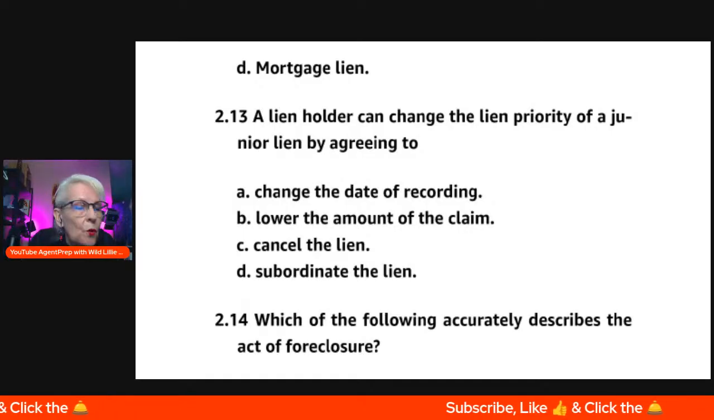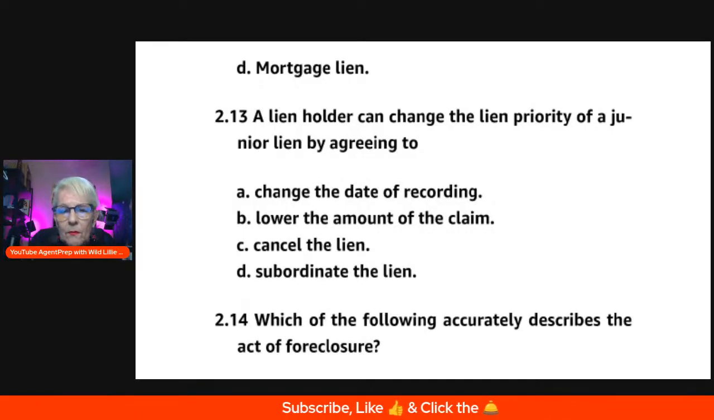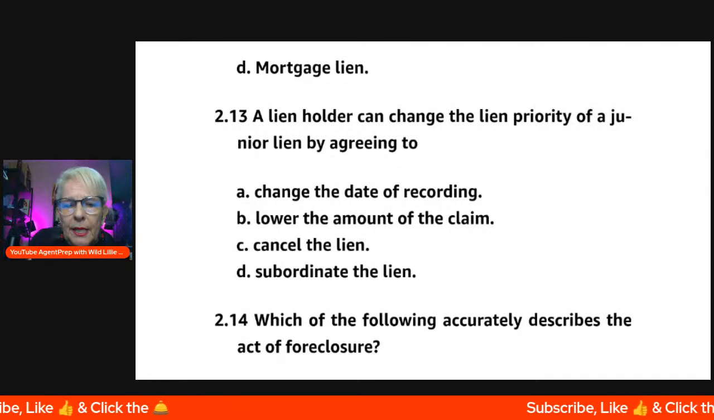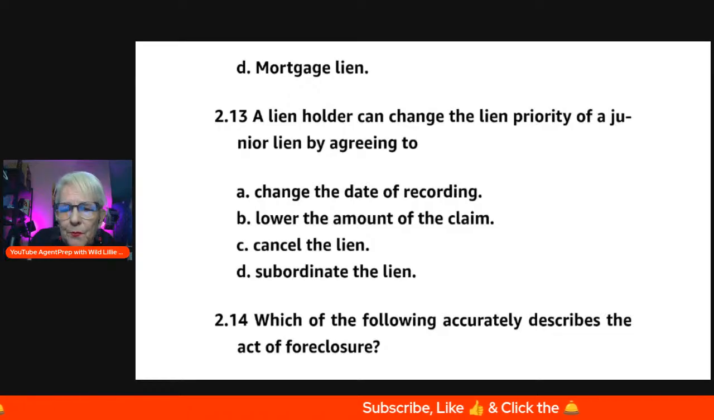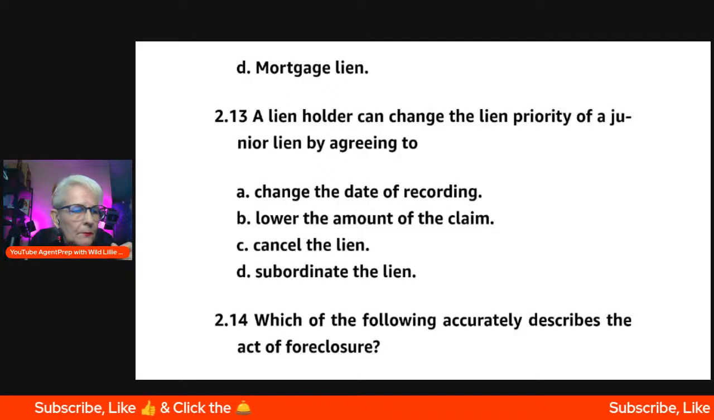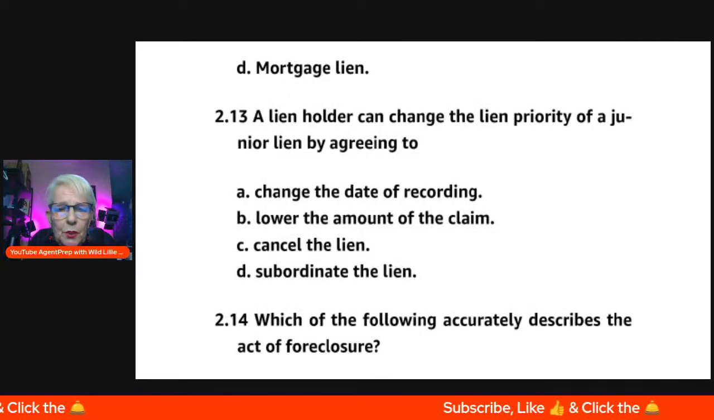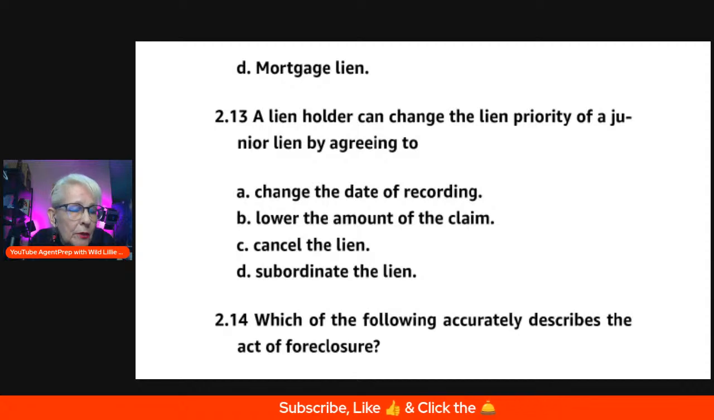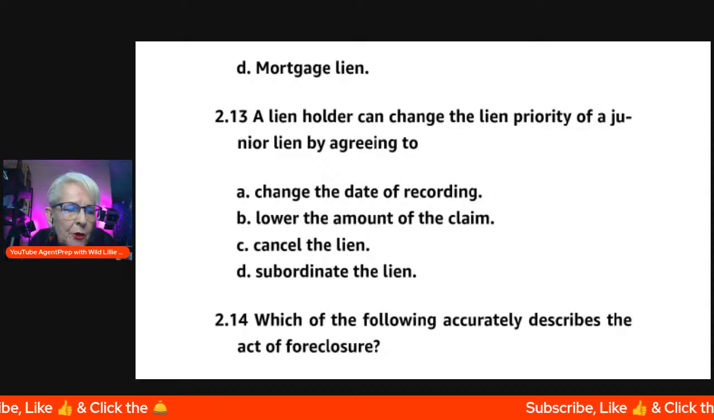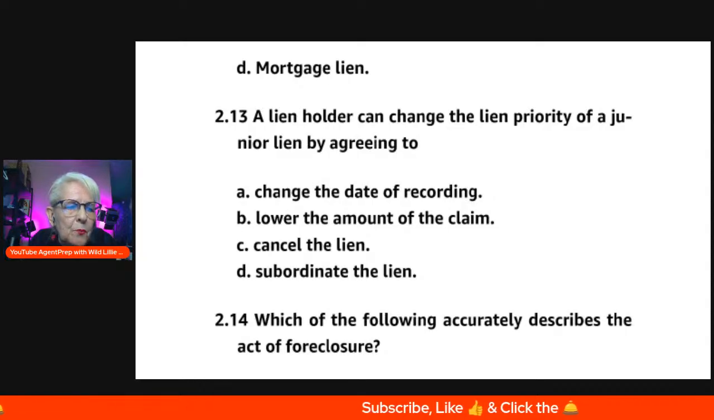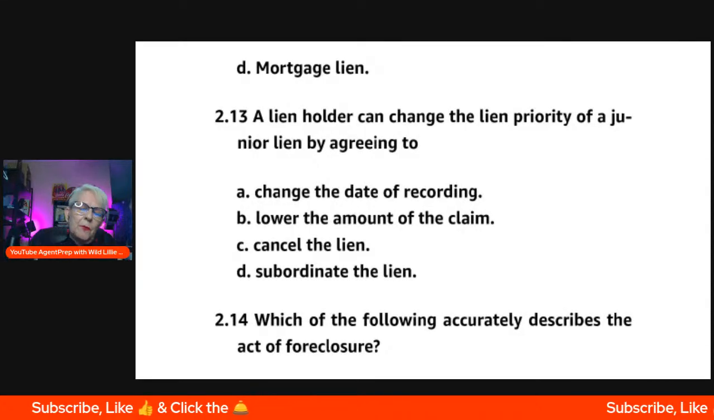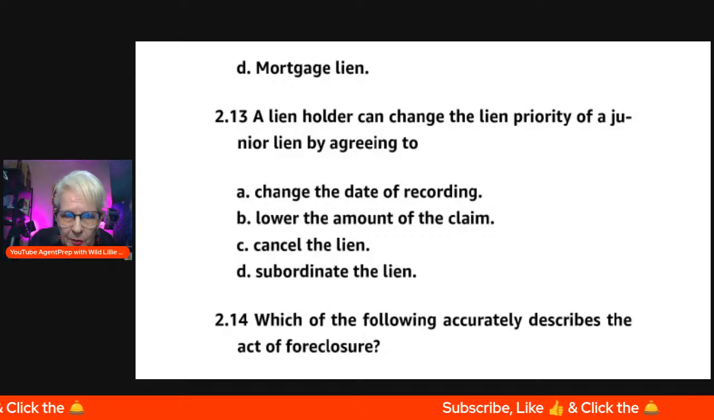So what's the answer for number 13? The question was, a lien holder can change the lien priority of a junior lien by agreeing to D, subordinate the lien. So a lien holder, whoever has the lien on somebody else, can change the priority of a junior lien by voluntarily agreeing to subordinate or lower the lien's position in the hierarchy. So they can lower their position in the lien hierarchy, the priority.